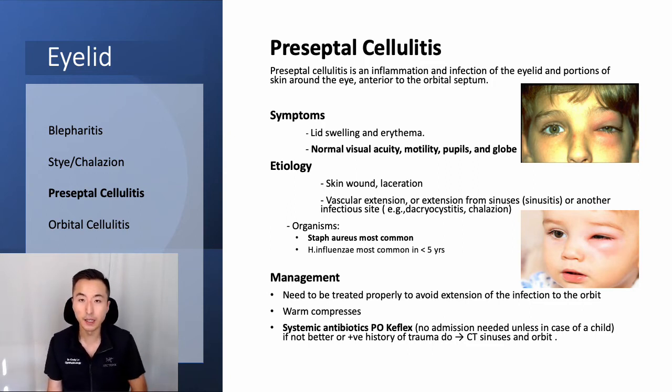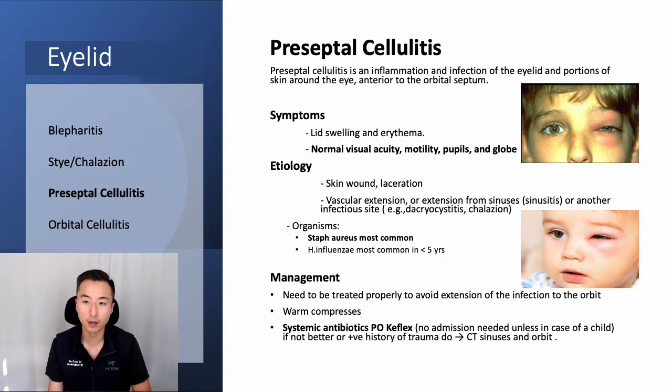And so typically these preseptal cellulitises are due to a cut or a wound somewhere around the eye, and then bacteria gets into the superficial layers of the skin and can cause an infection. And more rarely it can be caused by other sites of infection around the eye, like dacryocystitis, things like that. And Staph aureus is the most common in these cases.